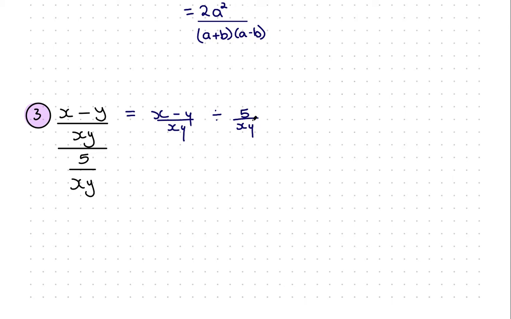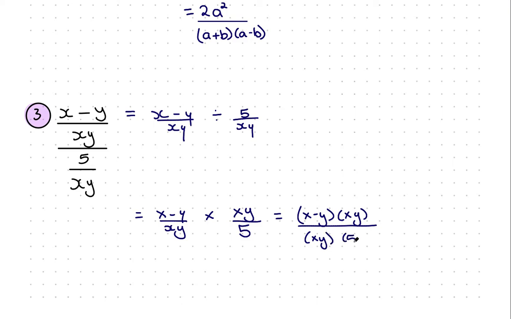Now, what you might remember from a long time ago is that if you divide by a fraction, you can actually change that. So I'm going to change the second one, so flip it and multiply. You might remember that from way back, even in primary school, where we flip the second one and change it to multiply. So what we have now is x minus y, multiplied by xy all over xy multiplied by 5.